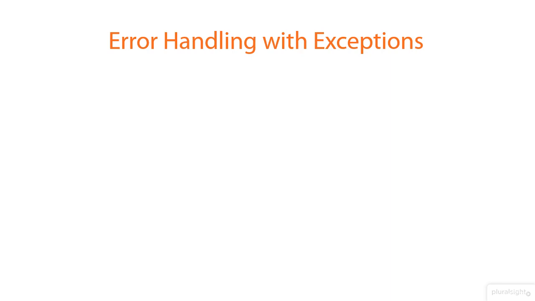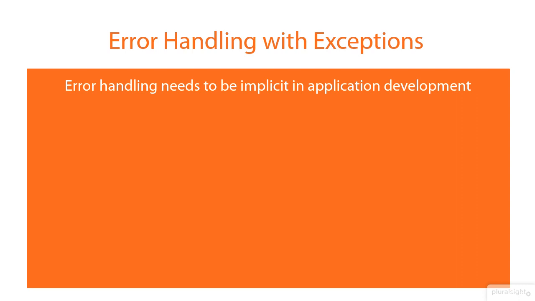A critical aspect of building a successful application is good error handling. If you build a program that doesn't have good error handling, it doesn't matter how cool it is. If it crashes all the time, no one's going to want to use it. So we need to make sure that handling errors appropriately is really implicit in our application development.